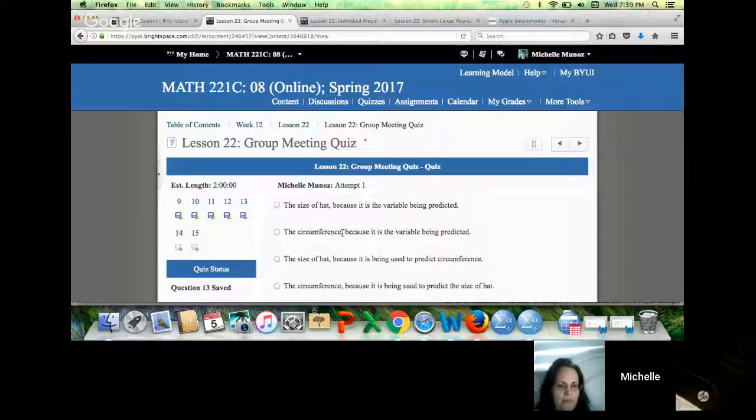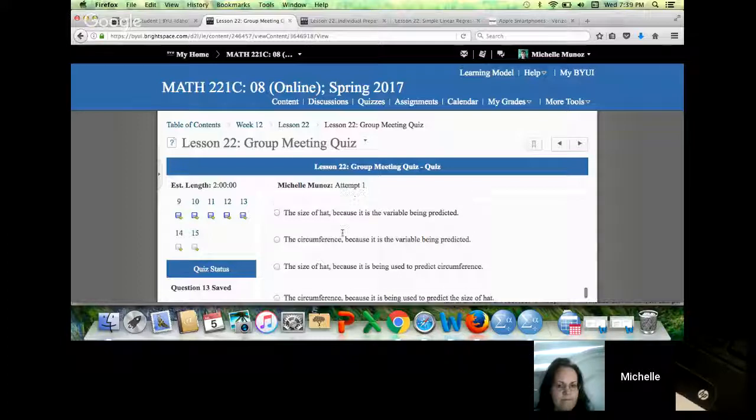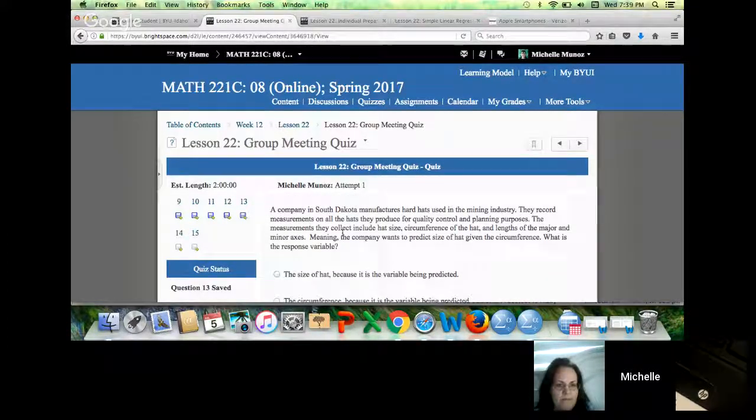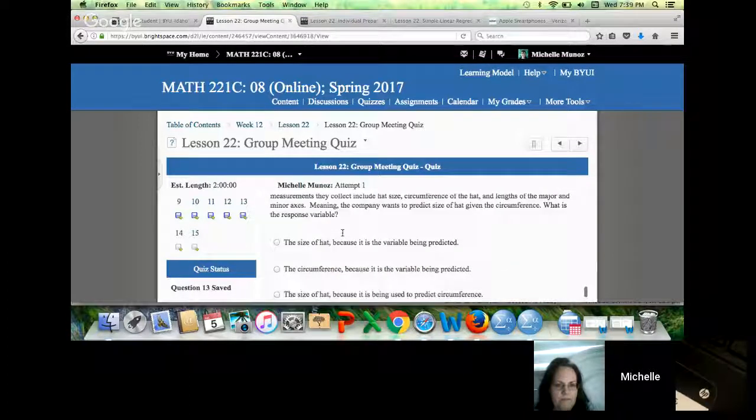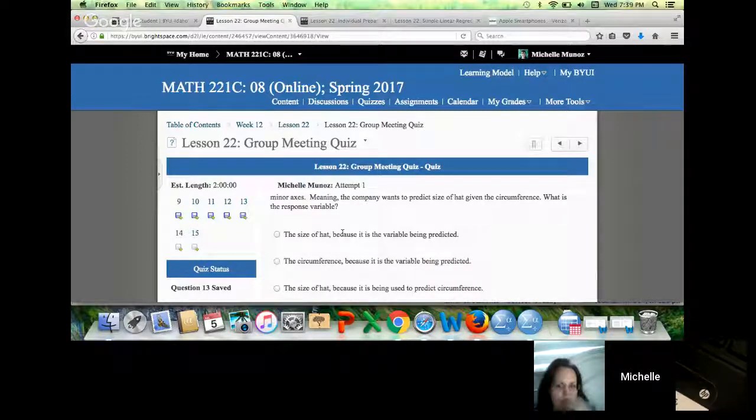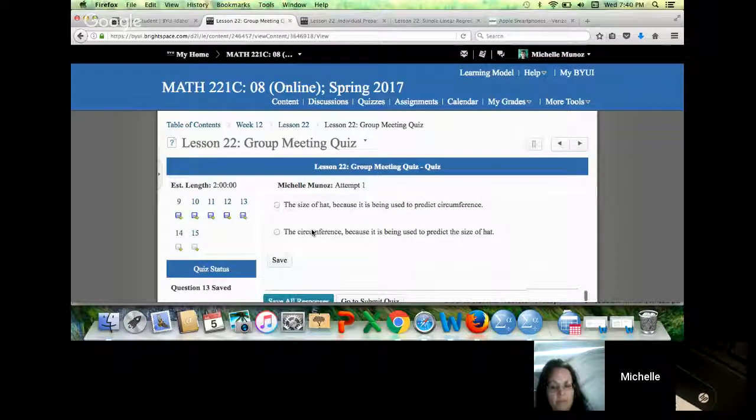Company wants to predict size of hat given circumference. Okay. What is the response variable? The size of hat, because it's the one being predicted. Is that what you're picking? That's the one I'm picking. What do you think, Lupita? Well, isn't the prediction, the size of the hat, the Y? It says the company wants to predict the hat size, so that's the Y, given the circumference. And they're given the circumference, so that's the X. So the Y would be the hat size. Yeah, I think it's A, hat size. Okay, that's what I thought too.